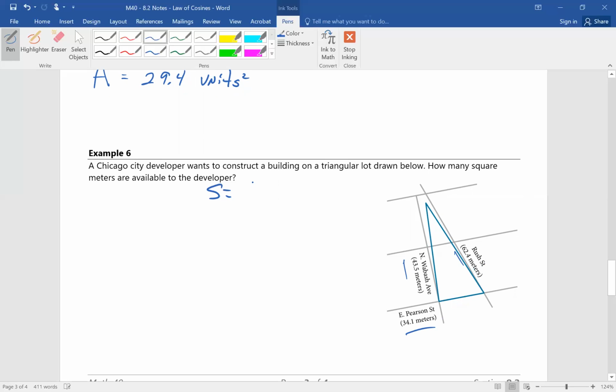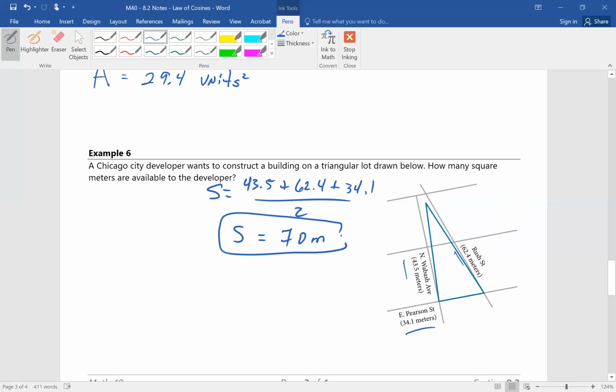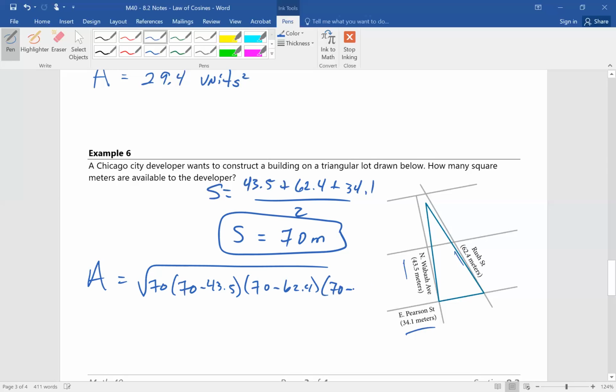First, find one half the perimeter, which is 70 meters. It might seem like I'm moving fast, but it is really straightforward. You just have to plug the numbers into the right formula. Once you do that, again it's the square root of s, 70, times 70 minus the first side, times 70 minus the second side, times 70 minus the third side.